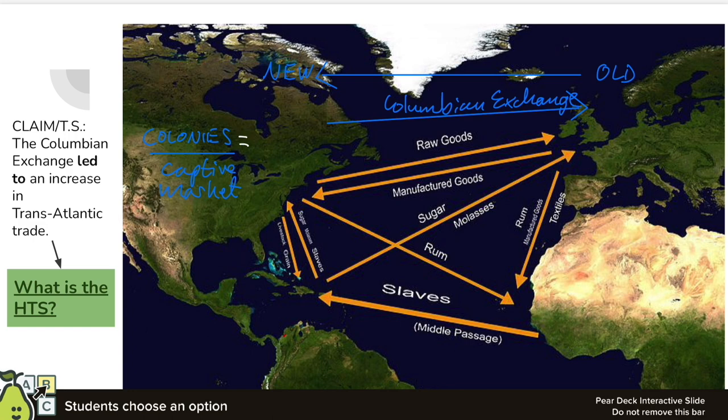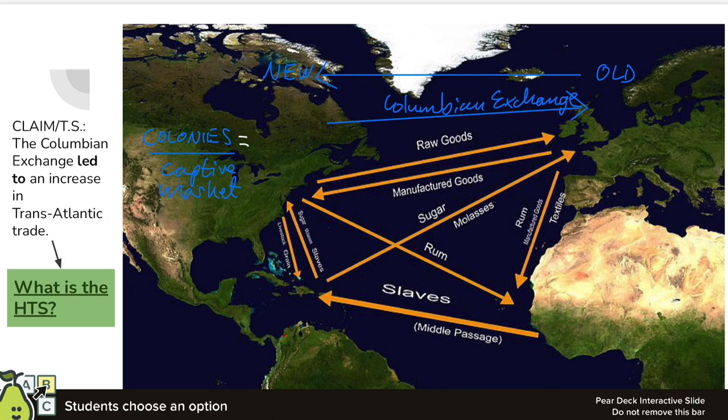Go ahead and identify the historical thinking skill and tell me how you know it's that historical thinking skill. What part of the topic sentence led you to believe, oh, this is this historical thinking skill? Causation. Exactly right. This is causation. And I see in the chat someone said led to was the verb that led you to causation as your historical thinking skill. Okay, so the Columbian Exchange was the cause of an increase in transatlantic trade.